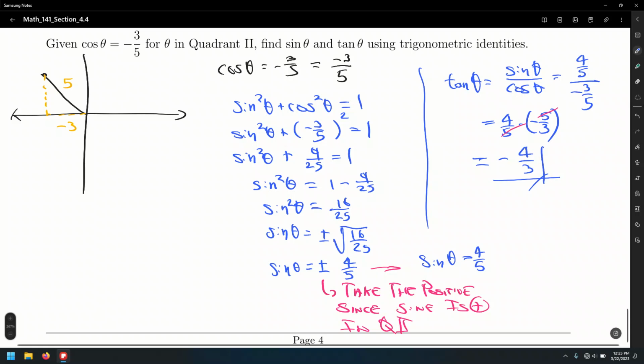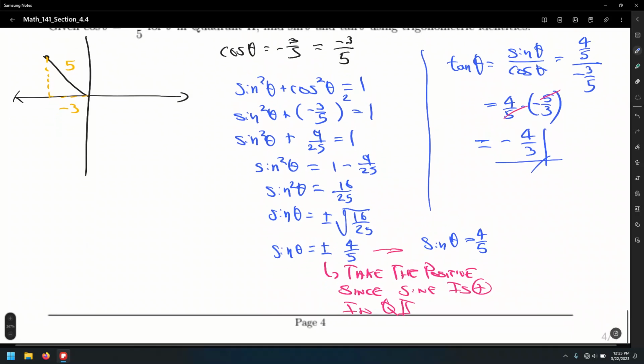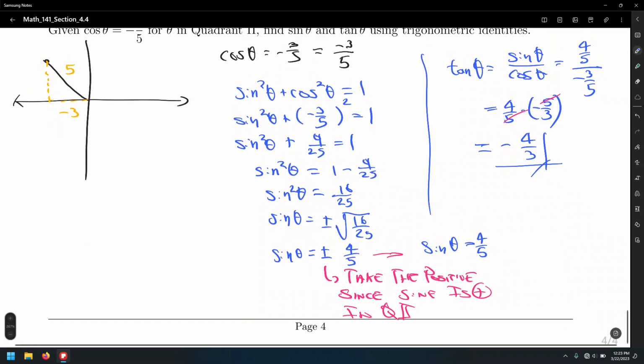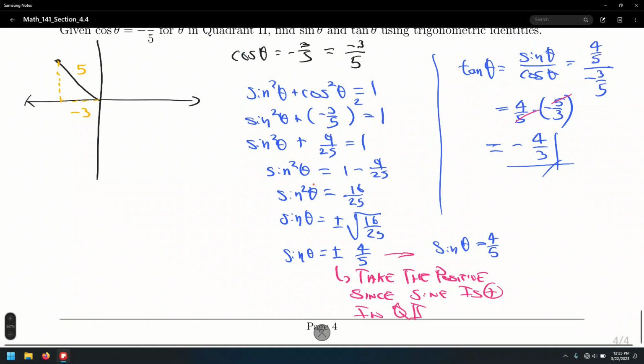Because essentially, since this is a Pythagorean identity, it's the same as using the Pythagorean theorem to find the length of the missing side anyway. It's just that instead of using A, B, and C, we're using sine and cosine instead. But essentially, the work is not different. All right? And I believe this is the end of the section, actually. So let's move on to section 4.5.